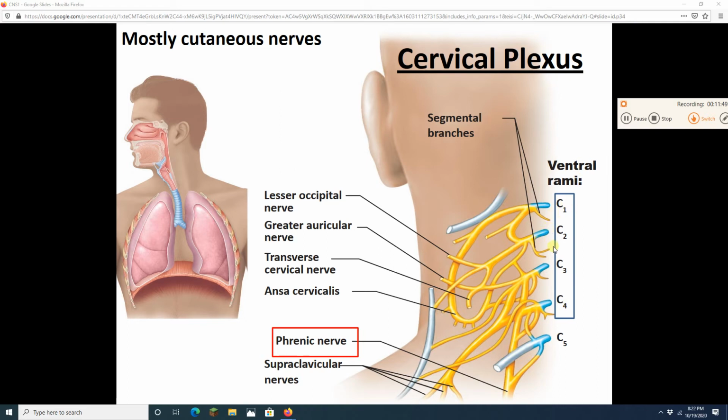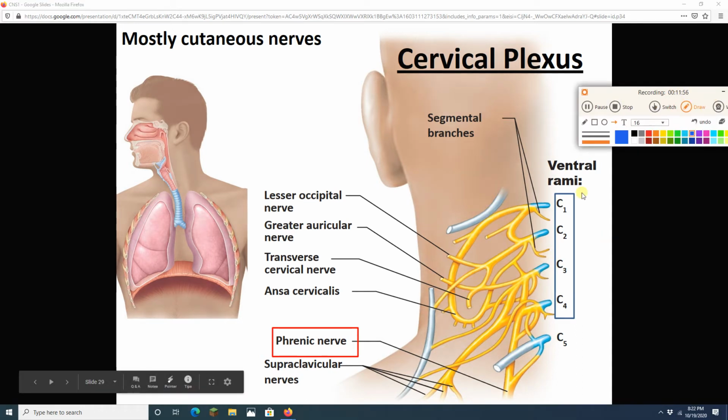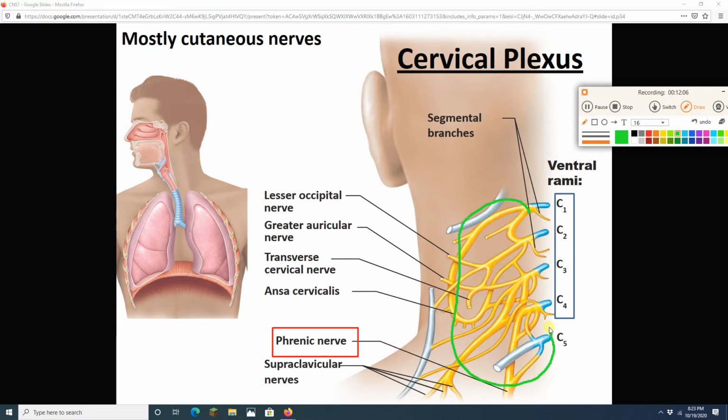These ventral rami are going to form this mess right here. I'm going to put a green circle around the mess. That's an arrow. I didn't want an arrow. I want to draw. This mess right here is the cervical plexus. That mess of nerve fibers where they come together and go apart, that net. Plexus means net. That is called the cervical plexus.